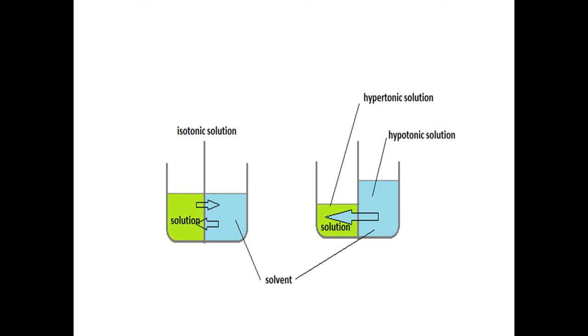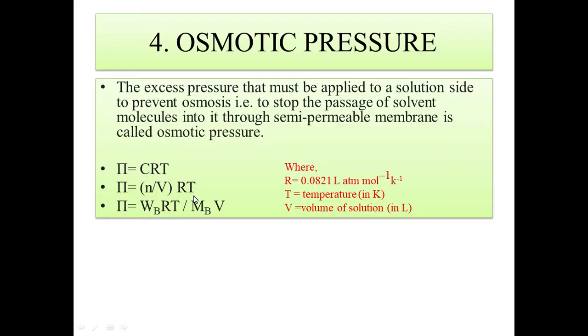This is carried out by osmotic pressure. How do we define osmotic pressure? The opposite force applied from that side to prevent the entry of water molecules from hypotonic to hypertonic is called osmotic pressure. We can define it easily as the excess pressure that must be applied to a solution side to prevent osmosis. That is represented by pi.